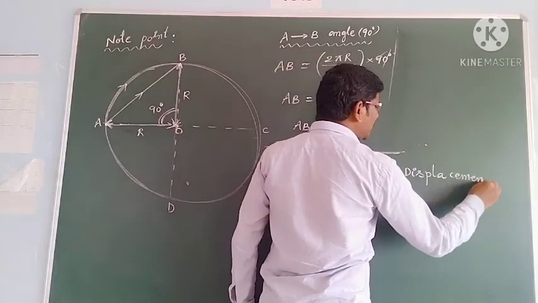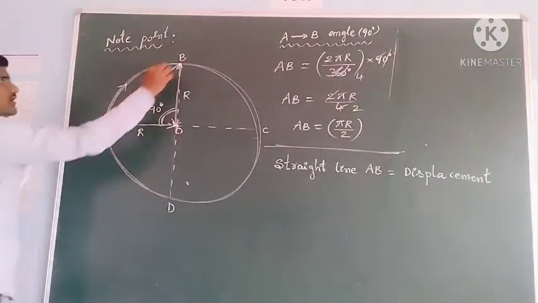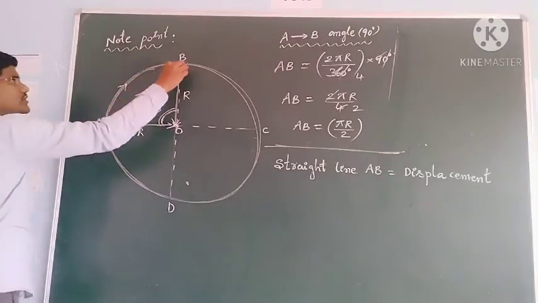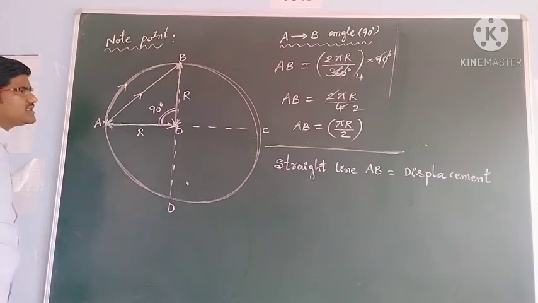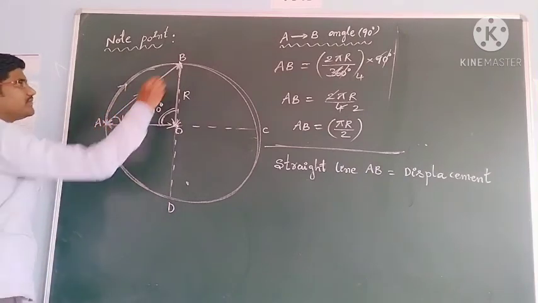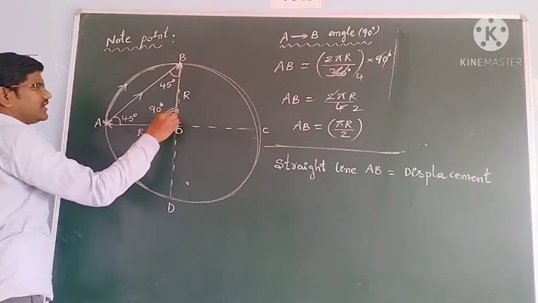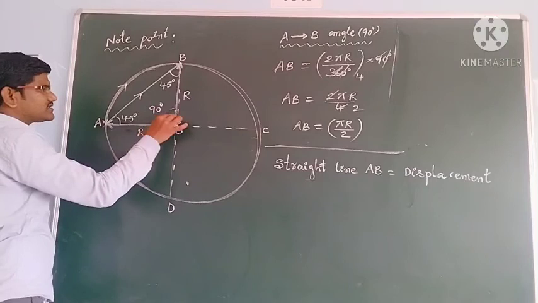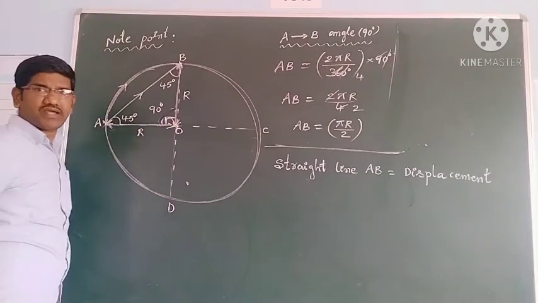So the straight line AB is the displacement, from the initial point to the final point. The direct line joining A to B is called the displacement. Now this angle is 45 degrees, and this is also 45 degrees, and this is 90 degrees. So we have a right angled isosceles triangle here.